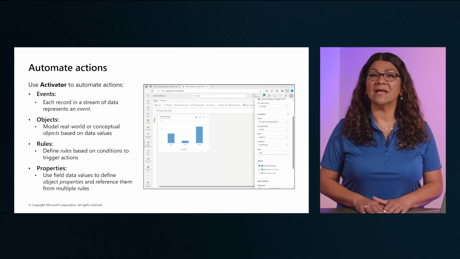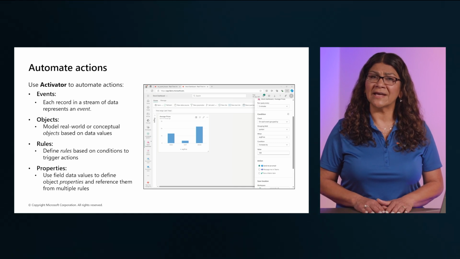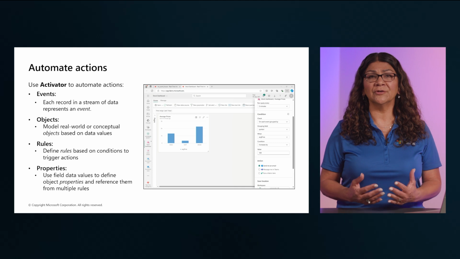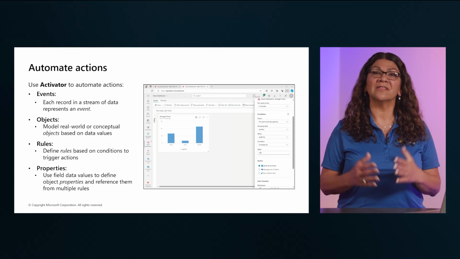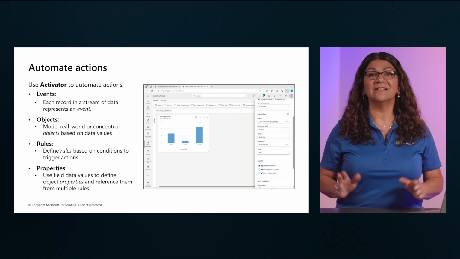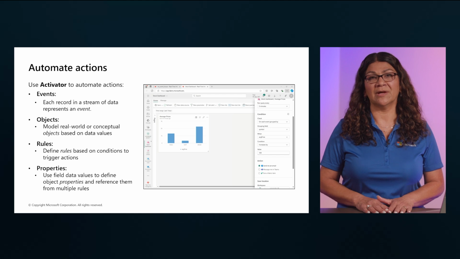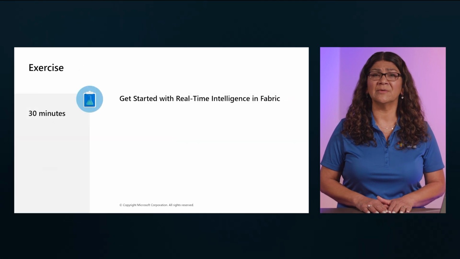or to run ads when the same store sales decline, or even to alert store managers to move food from failed grocery store freezers before it spoils. The options here for use cases are endless. These are just a few of the many ways to use Activator. Now let's get started with real-time intelligence in Fabric.